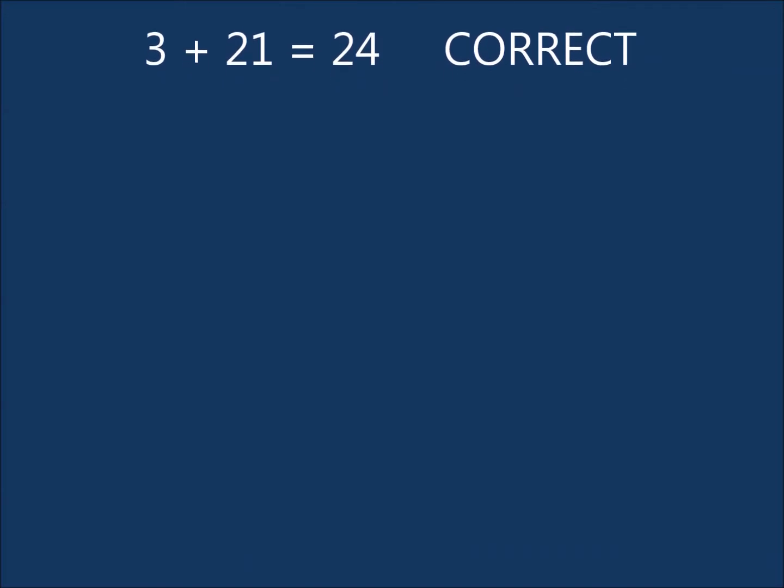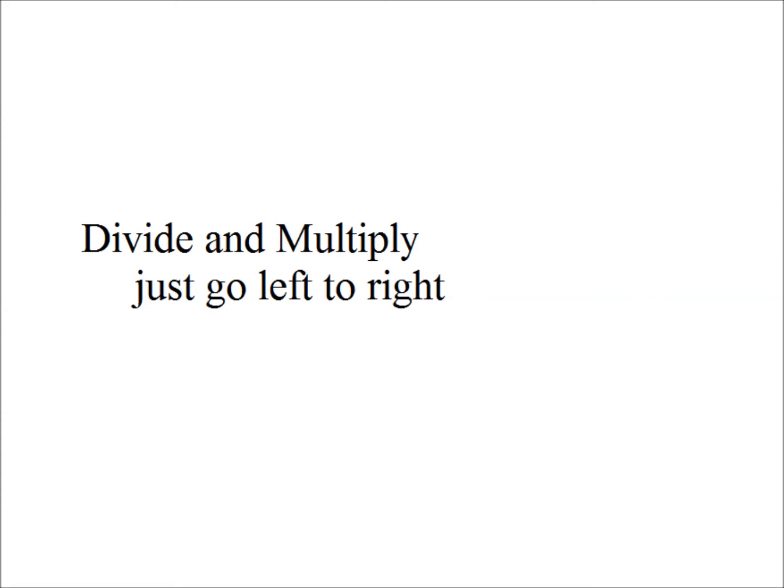Okay, I hope that makes it a little easier for you to remember. So now we are going to divide and multiply, just go left to right. So if you have 2 sets of those within one problem, you'll just go left to right. Okay, sounds easy enough. So let's take a look at an example.